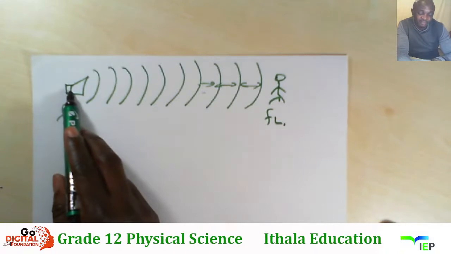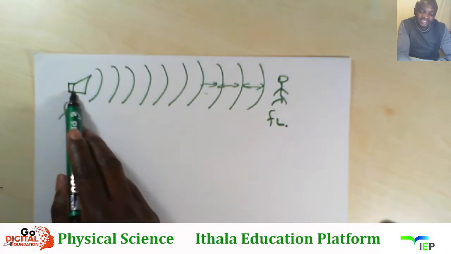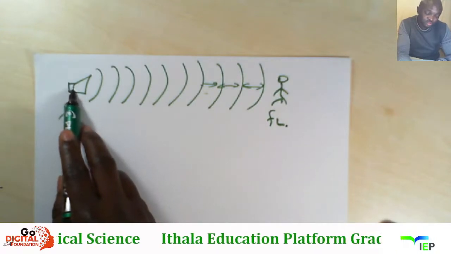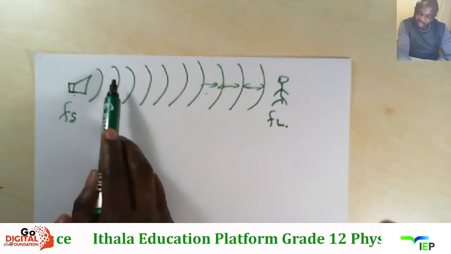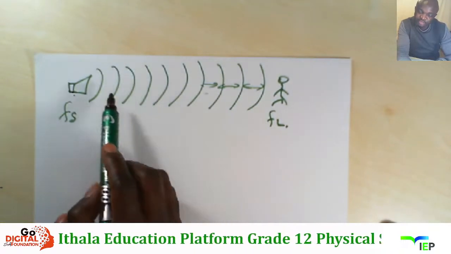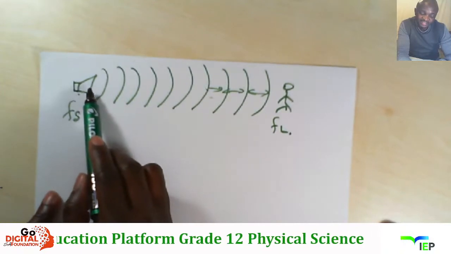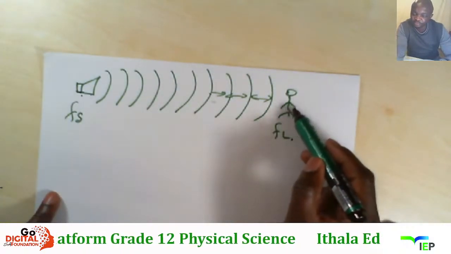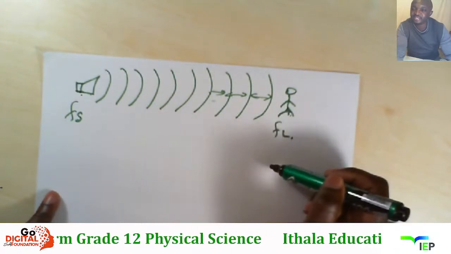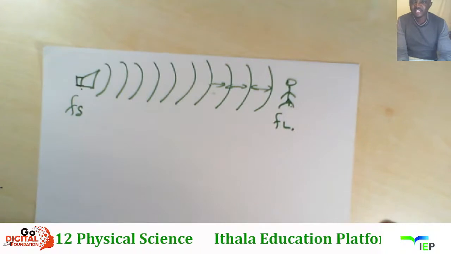Mic or whatever we are using here, like a speaker, right? That is the source of the sound. Then you have the sound that is produced. So you see that the wavelength produced by this speaker is the same wavelength that will be detected by this person, right? Remember that a sound wave is a pressure wave.